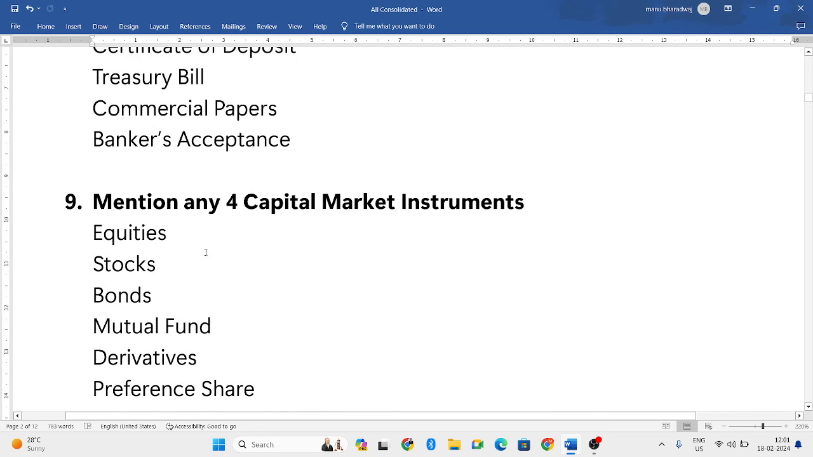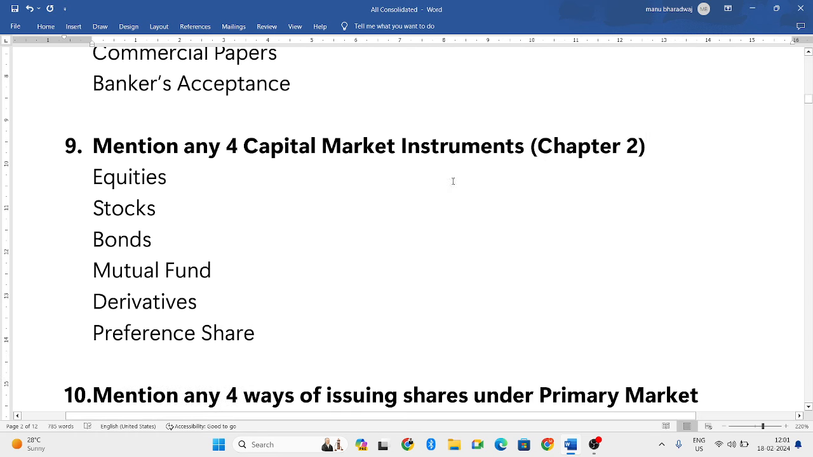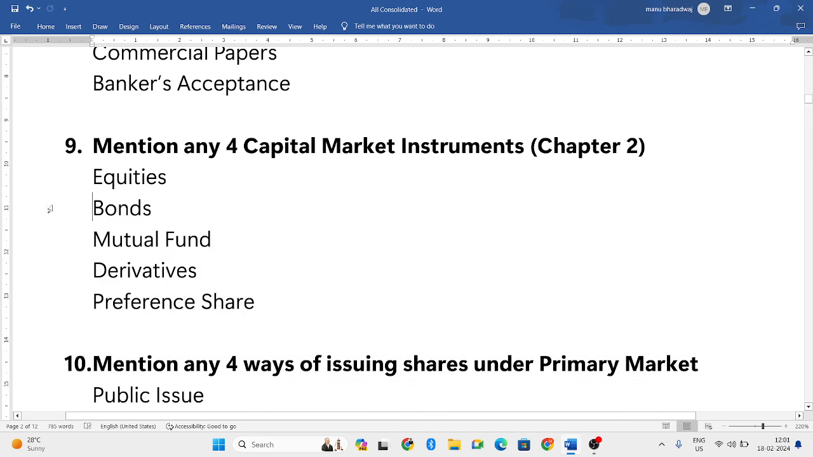Now instruments of capital market also they may ask. It's also from chapter number 2. Equities are there, stocks. Equity comes in that only. Equities, bonds, mutual fund is there, derivatives like forward contract, future contract, swap contract, then preference shares. These are all the instruments of capital market.